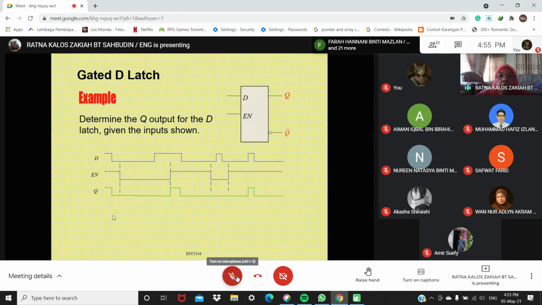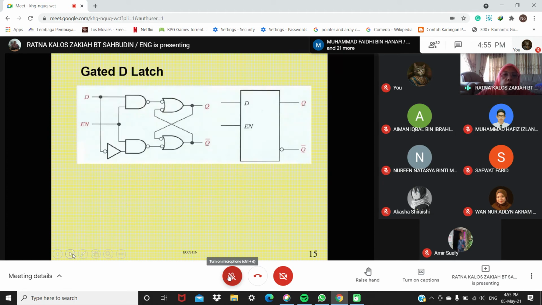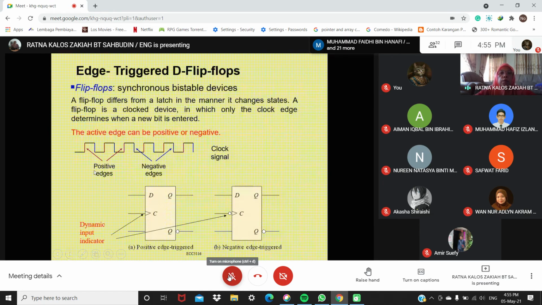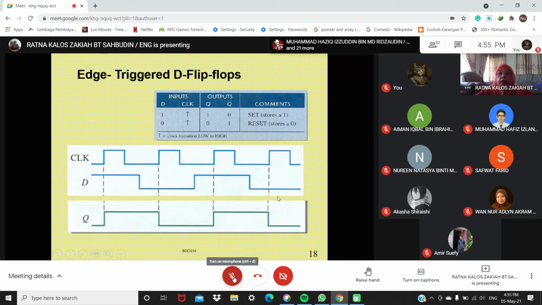So this enable, right? High. So you see, it does not change at the edge. It can change anywhere as long as it is high. You see, you have this high. This is for gated D. But for the flip-flop or edge-triggered flip-flop here, it changes state at the edge, either positive edge or negative edge.